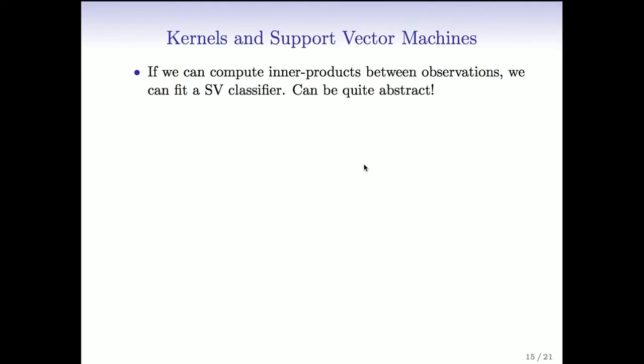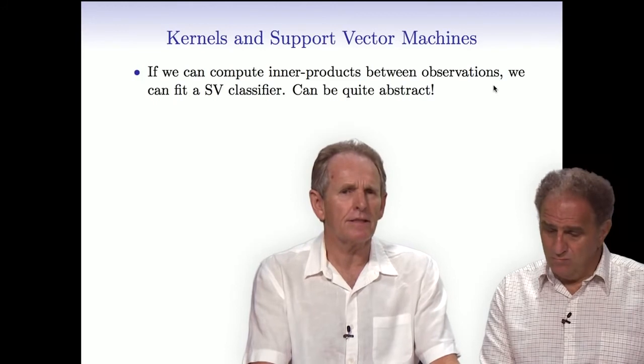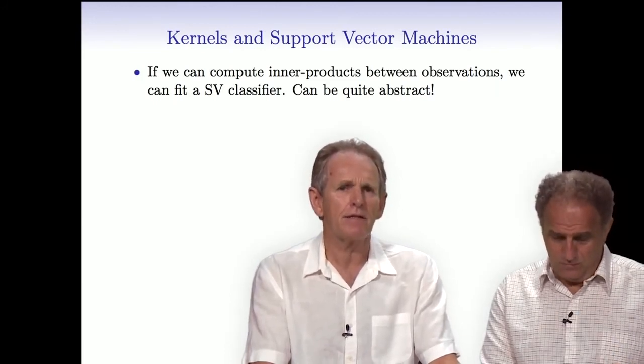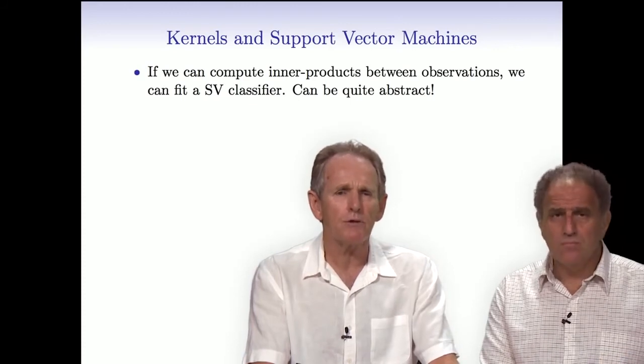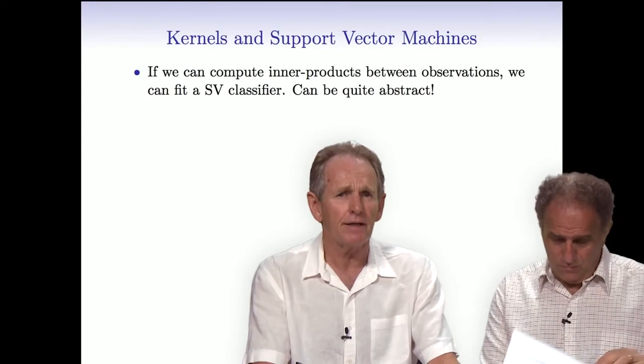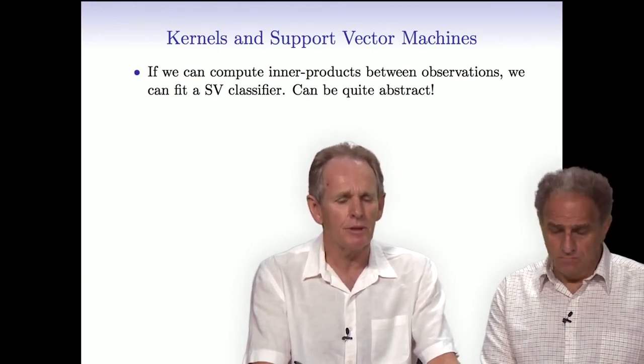Okay? So this can be quite abstract. First of all, an inner product is like a similarity. And so if you didn't really have data and you just had similarities, pairwise similarities between observations, in principle you could come up with a classifier. And there have been some interesting examples of that. So it allows us to be a bit more abstract.